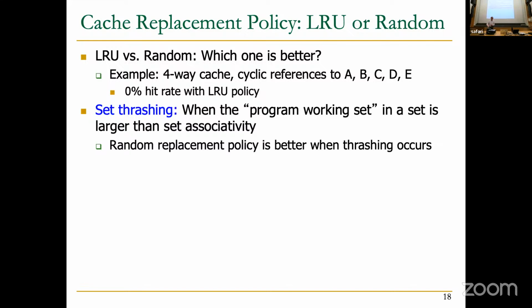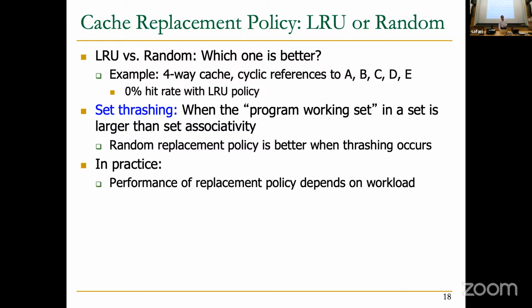When thrashing occurs, you can actually detect the situation with simple mechanisms. You can detect whether you're getting a 0% hit rate, and you can switch to random replacement policy. That's one of the things that we have evaluated many times, and we've shown that that's a better idea than just keeping on having 0% hit rate. Okay, so in practice, performance of a replacement policy very much depends on the access pattern. And I just gave you an example. This is the worst case access pattern for LRU. It's much better for random.